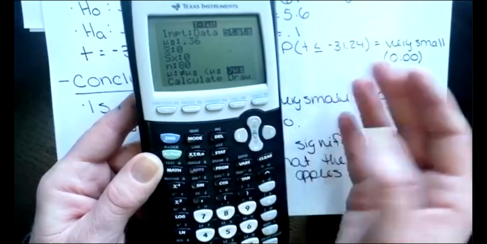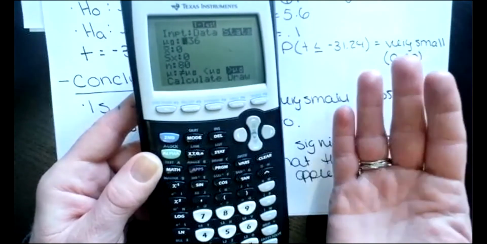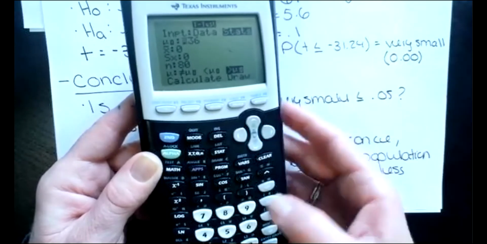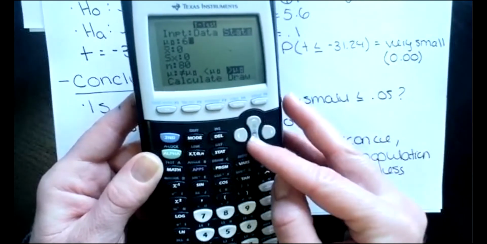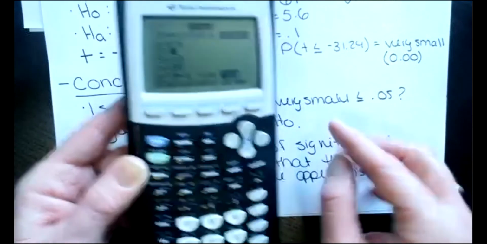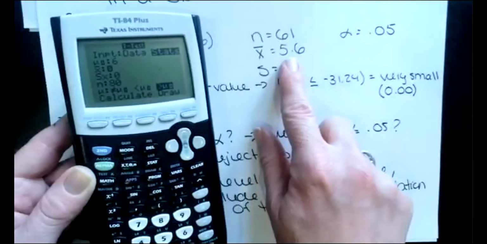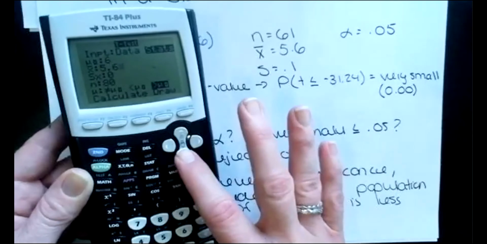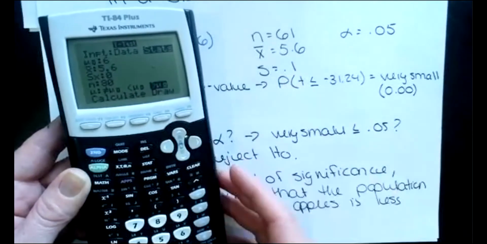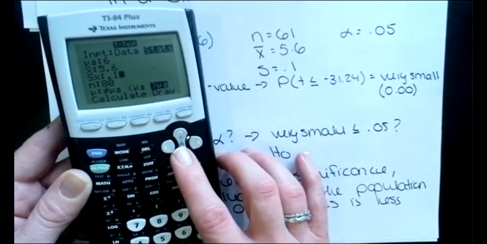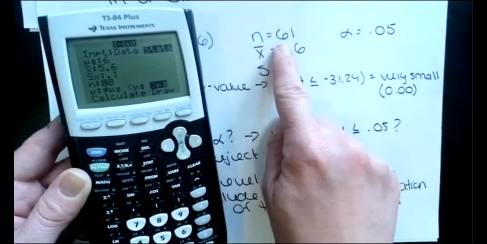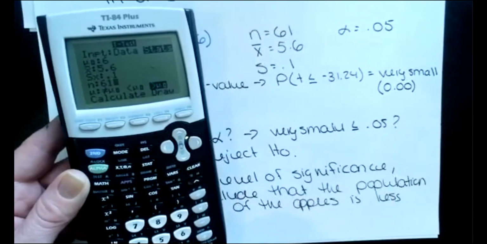So my mu naught is actually my null. So in this problem, it was the 6 ounces, so 6. My X bar is what we found in the sample right here, 5.6. My S is 0.1, my sample standard deviation, and then my N was 61. Okay.